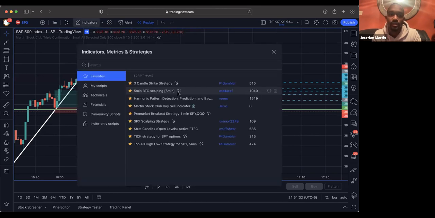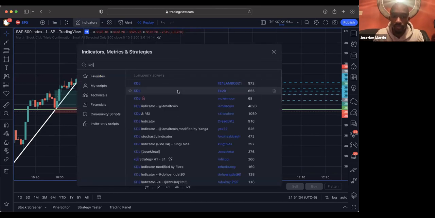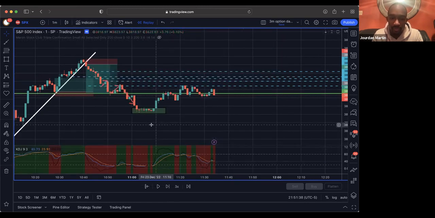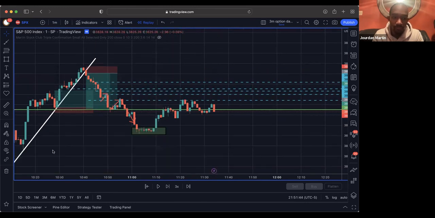Can use the KDJ indicator to show bullish and bearish direction. I don't know. I only use the MSC indicator. But I'll pop the KDJ on there just for you right now. Well, this is what Pastor used. So maybe. I don't know. Y'all got to test that out yourself.